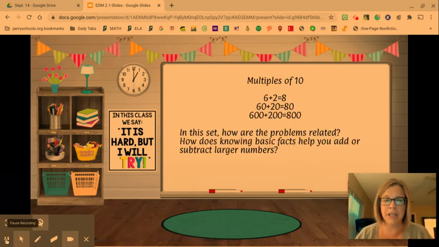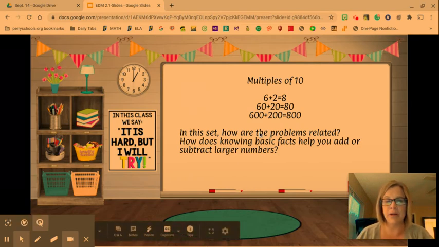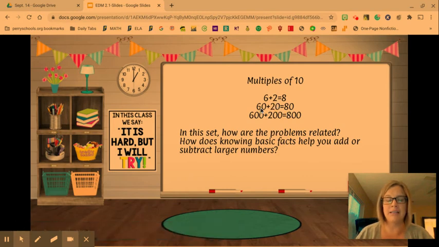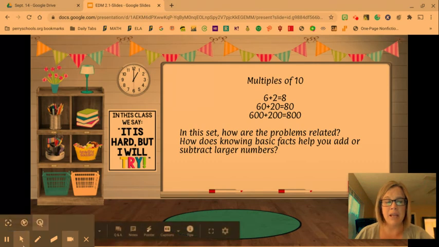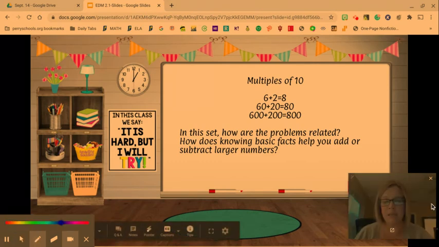So when we are looking at multiples of 10, we are looking to find the base fact. So in this problem, 6 plus 2 is 8. 6 plus 2 is a base fact. It should be one that should be fairly simple to find, and you should have this one memorized. That's why we're going to be doing some fact practice. 6 plus 2 is 8. Now, if you look at the next problem, you can see that there's 60 plus 20, all it did was take 6 and made it a multiple of 10, so it made it into 60.